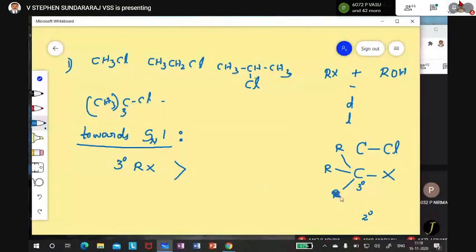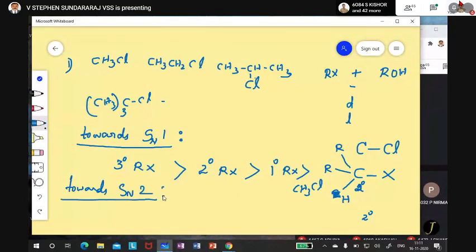Suppose if this is hydrogen, it becomes secondary, which is slightly less reactive than this. So secondary RX is less than tertiary, then primary RX, and lastly methyl chloride or methyl halide. This is the order. Now tell me, towards SN2, how do you write?